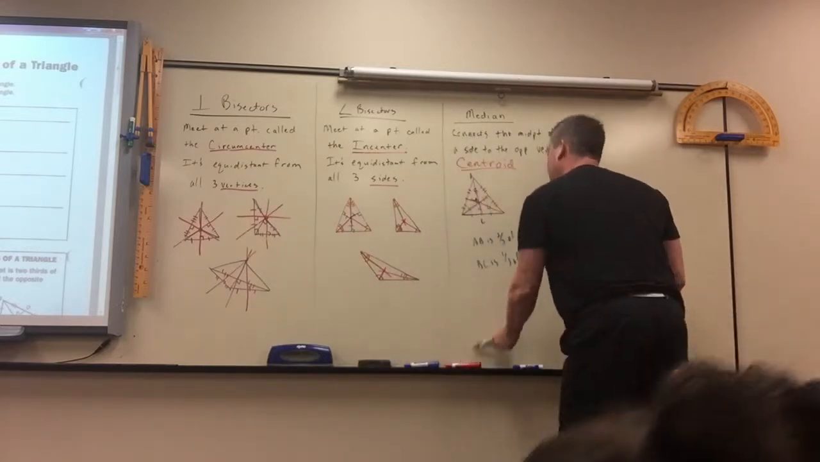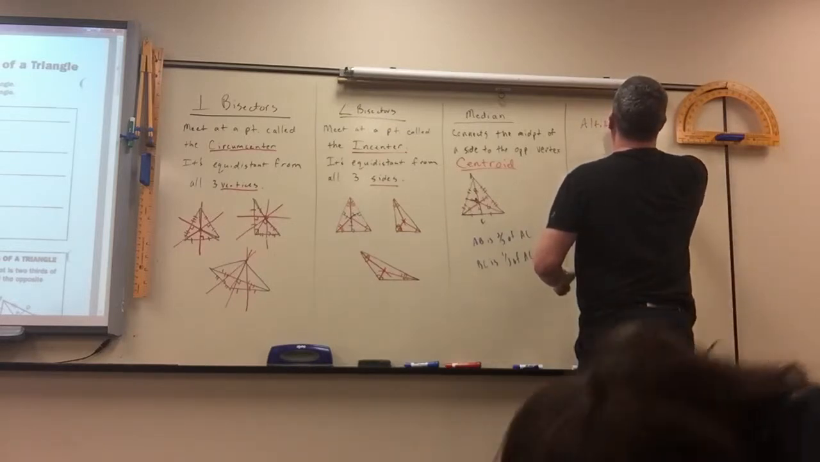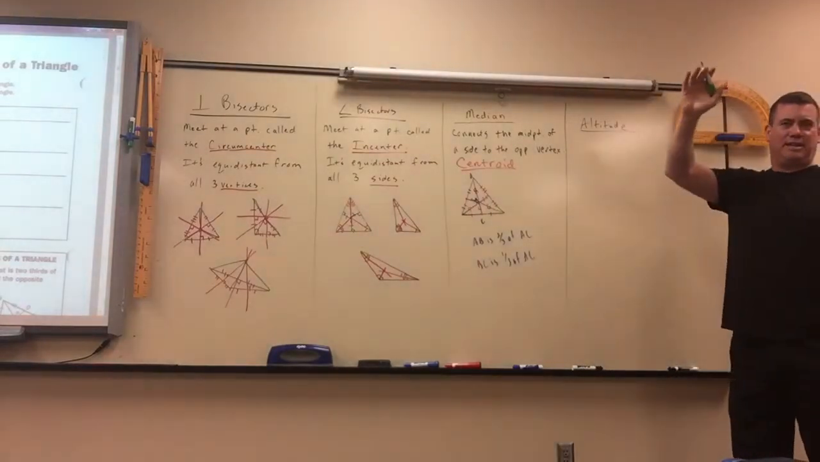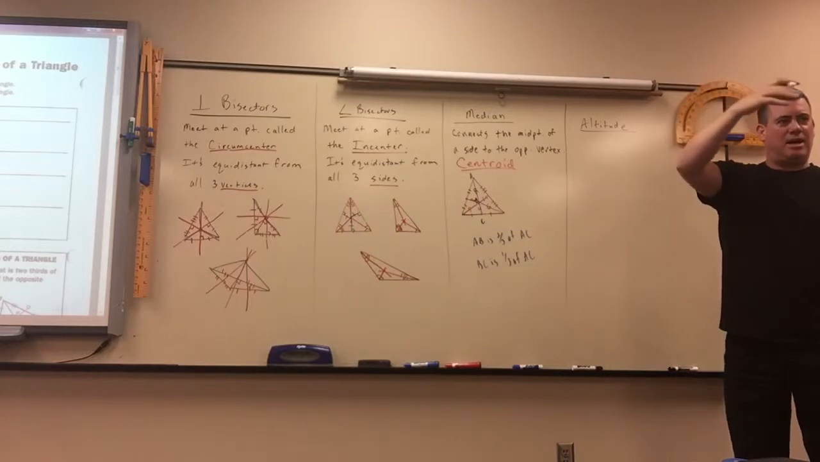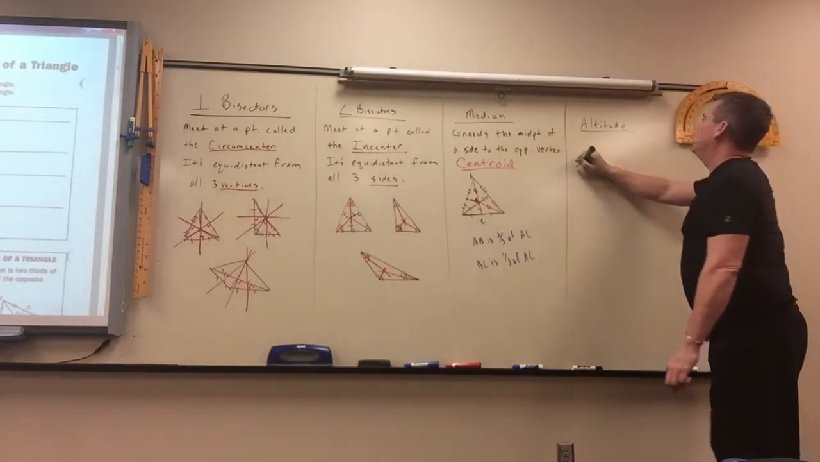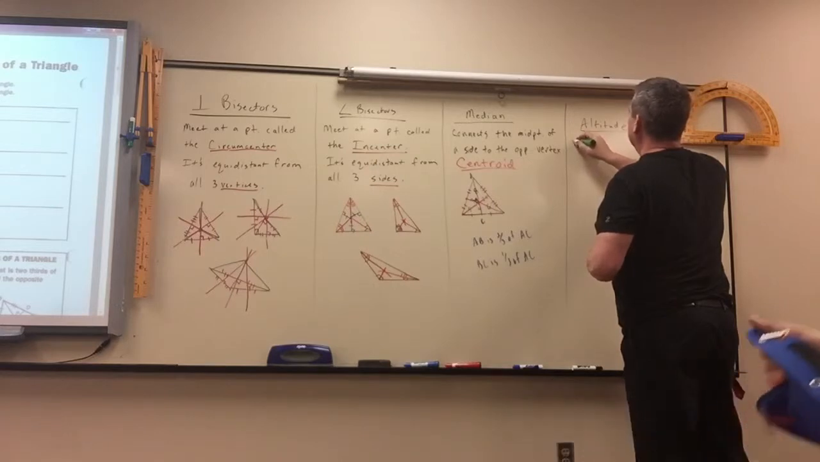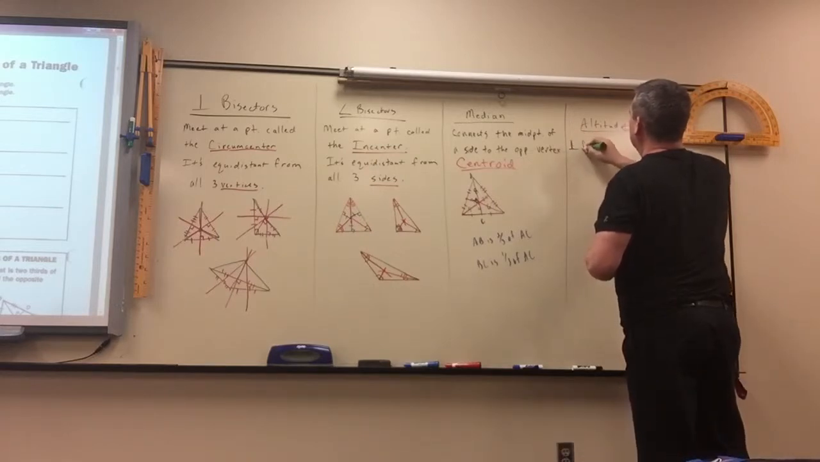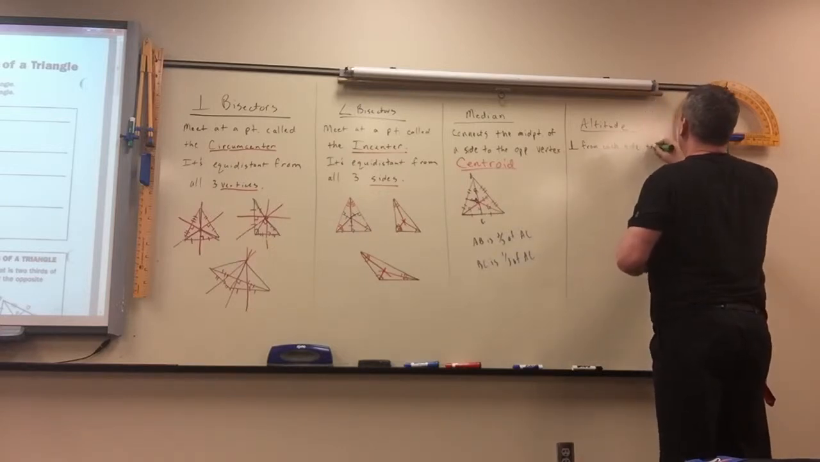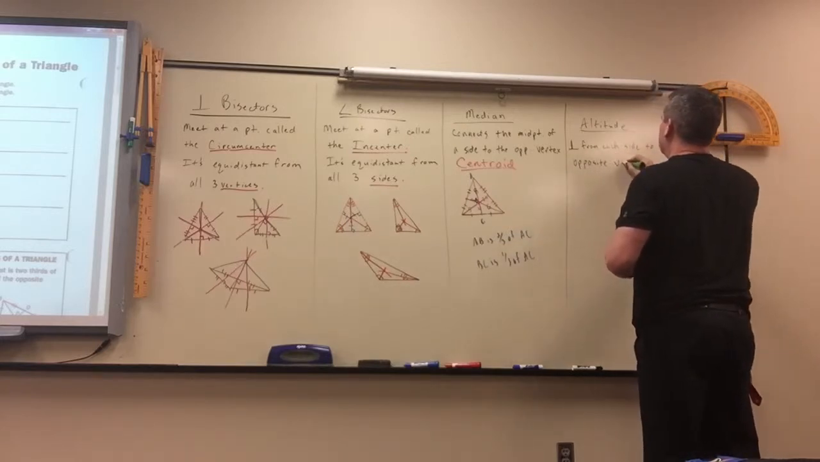Then the altitudes. An altitude, you guys know what the word altitude is, like in an airplane? How high it is. So altitude is just the height of a triangle. So what it does is it's perpendicular from each side to the opposite vertex.